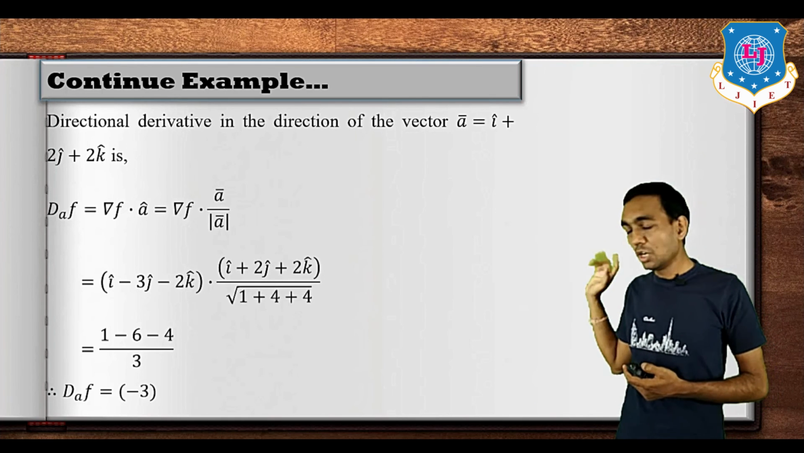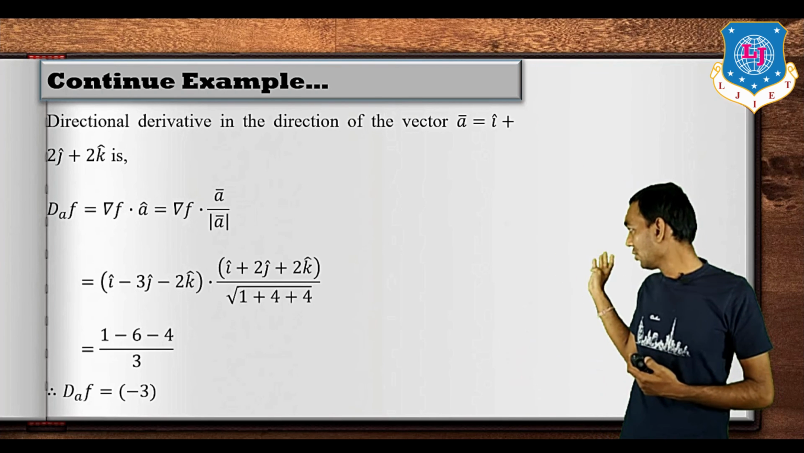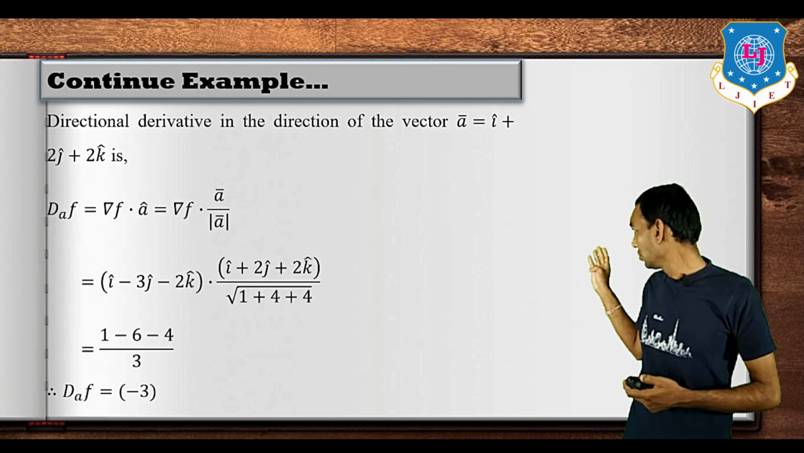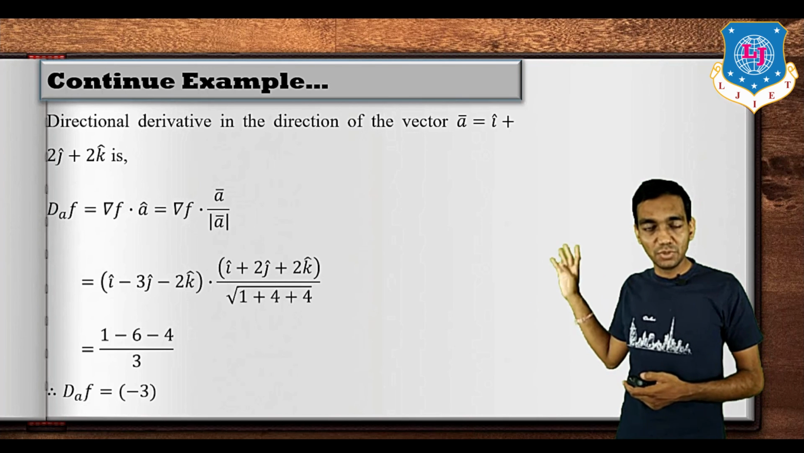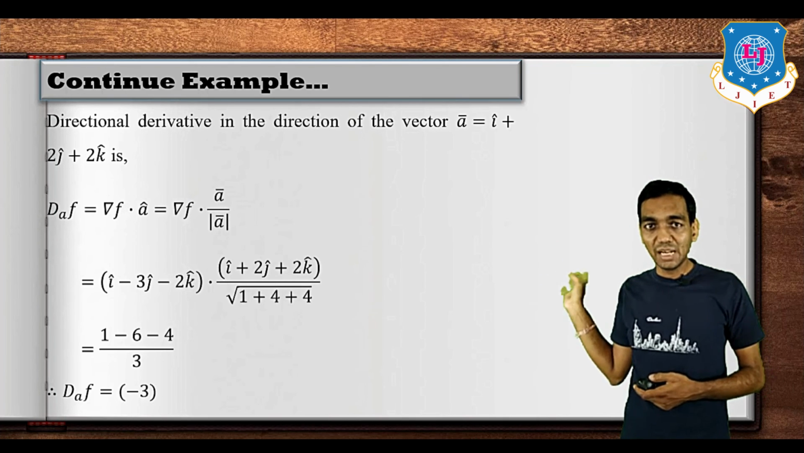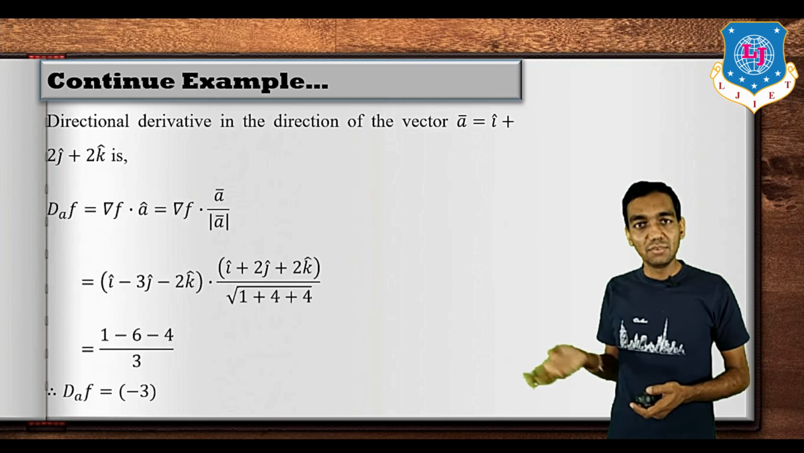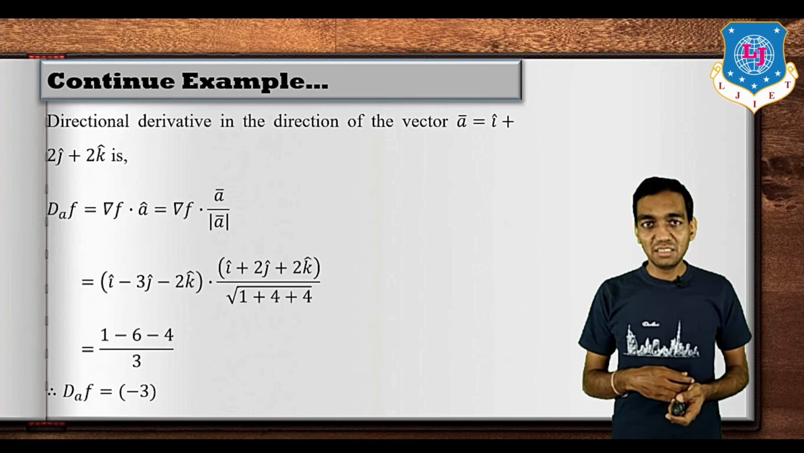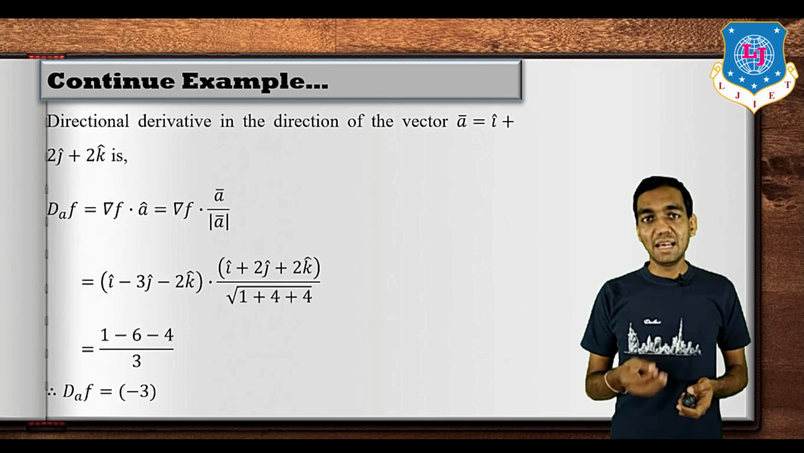Now taking the dot product in the numerator, that will give you the i component, j component and k component. So that will give you 1 into 1, minus 3 into 2 and minus 2 into 2. And addition of these 3, that means 1, minus 6, minus 4, that will be minus 9 upon 3. That will have a value minus 3. So this is the directional derivative of the given function in the given direction.